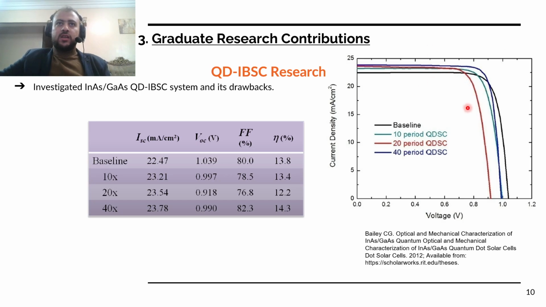Also we can see in this JV curve that after 10 periods of quantum dots we see a drop, after 20 periods a further drop, which was attributed to a fabrication fault. However, we cannot see a conversion efficiency enhancement until we reach 40 periods or 40 layers of quantum dots. Our research in this period focused on understanding and analyzing these systems and understanding why this conversion efficiency drop happens.